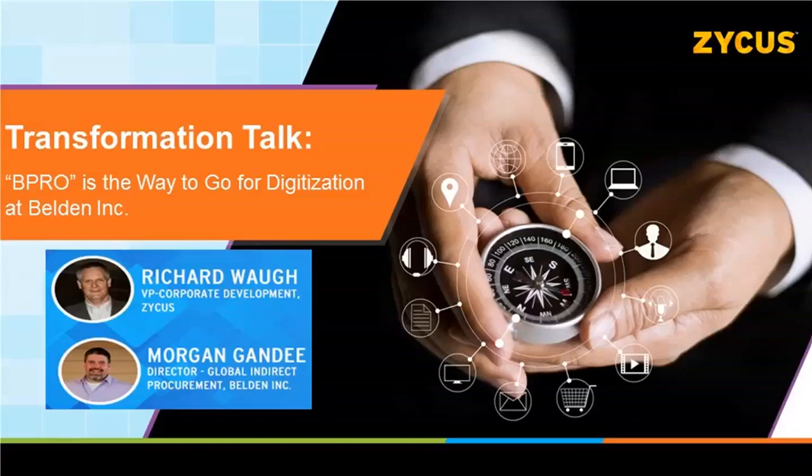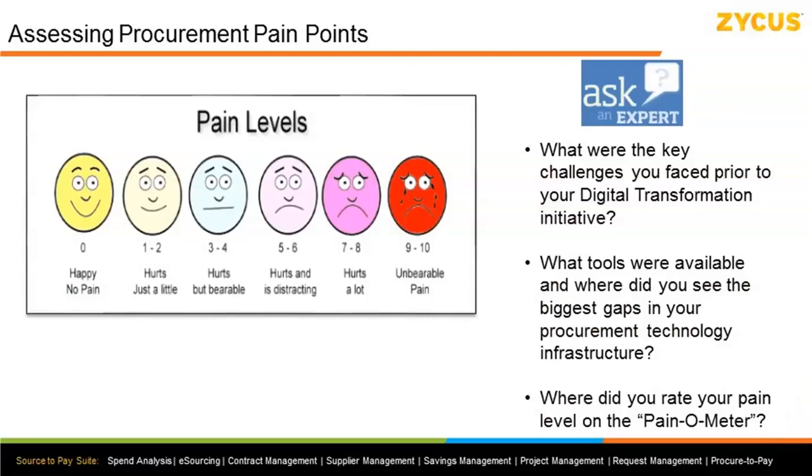So with that, Morgan, thanks so much for joining me today on our transformation talk. We've titled it Be Pro is the Way to Go for Digitalization or Digitization at Belden Incorporated. So thanks for joining me, and let's go ahead and get started. Excellent. Thanks, Richard. Glad to participate in our discussion today.